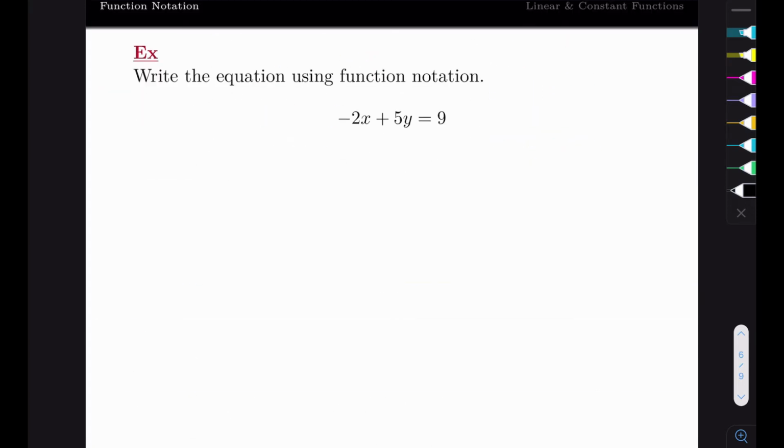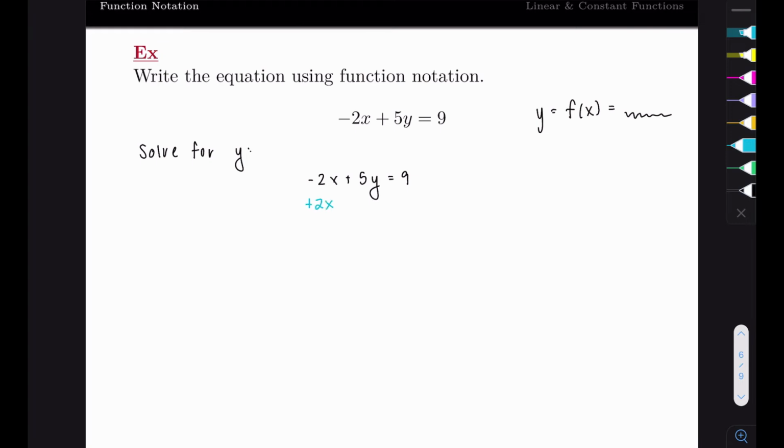So one more example before we go on to linear functions. We want to write the equation using function notation. And so again, that means we want to write this in the form y equals f of x. So we really have some expression here at the end. So all I want to do in this is solve for my y value. So we've got negative 2x plus 5y equals 9, and I want to solve for y.